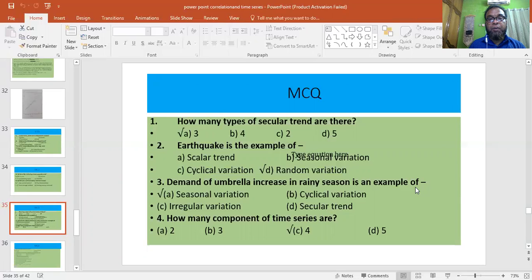Earthquake is the example of secular trend, seasonal variation, cyclical variation, random variation. You know, the secular trend is long term, seasonal variation depends on season, cyclical variation is also long term, random variation or irregular variation. Earthquake is irregular variation or random variation. So the answer is random variation.